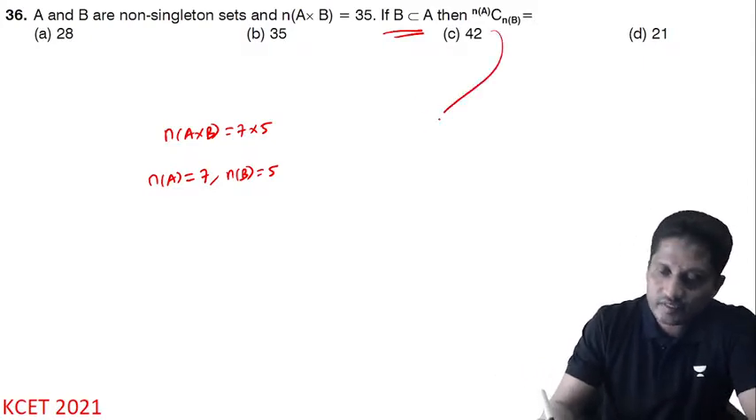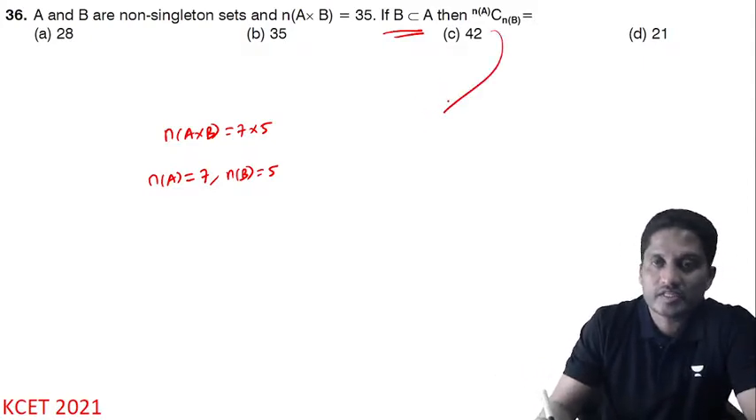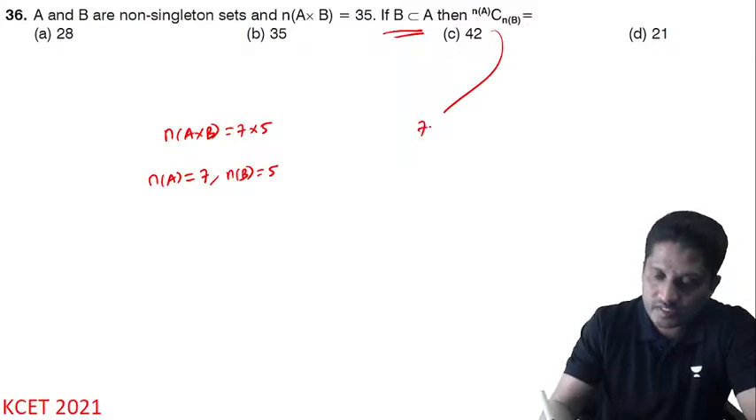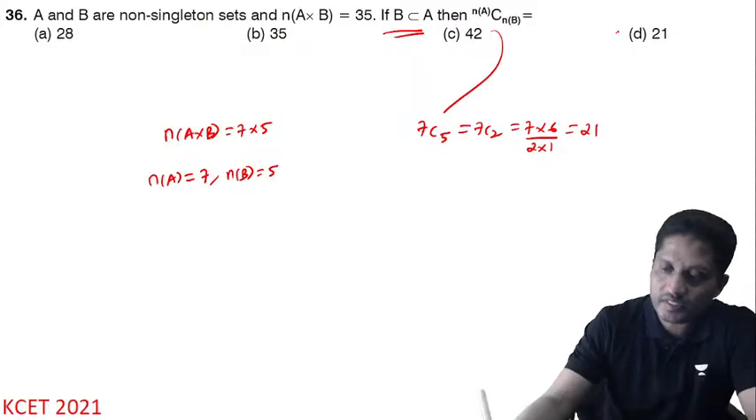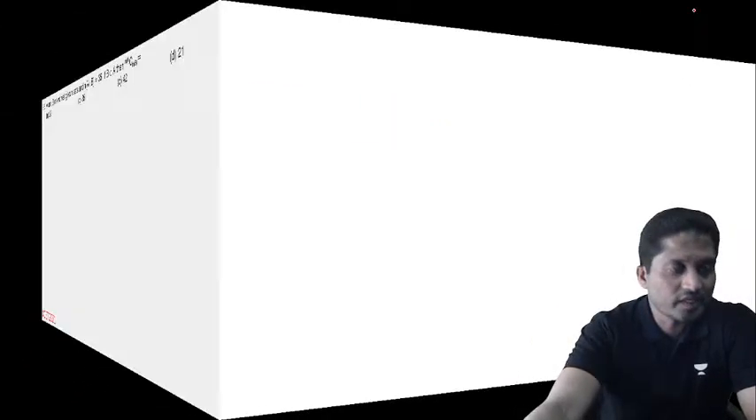Now the number of subsets of A with n of B elements is the combinations 7C5. 7C5 is same as 7C2. 7C2 is 7 into 6 upon 2 into 1, which is equal to 21. Right, answer is option D. Let's move to the next question.